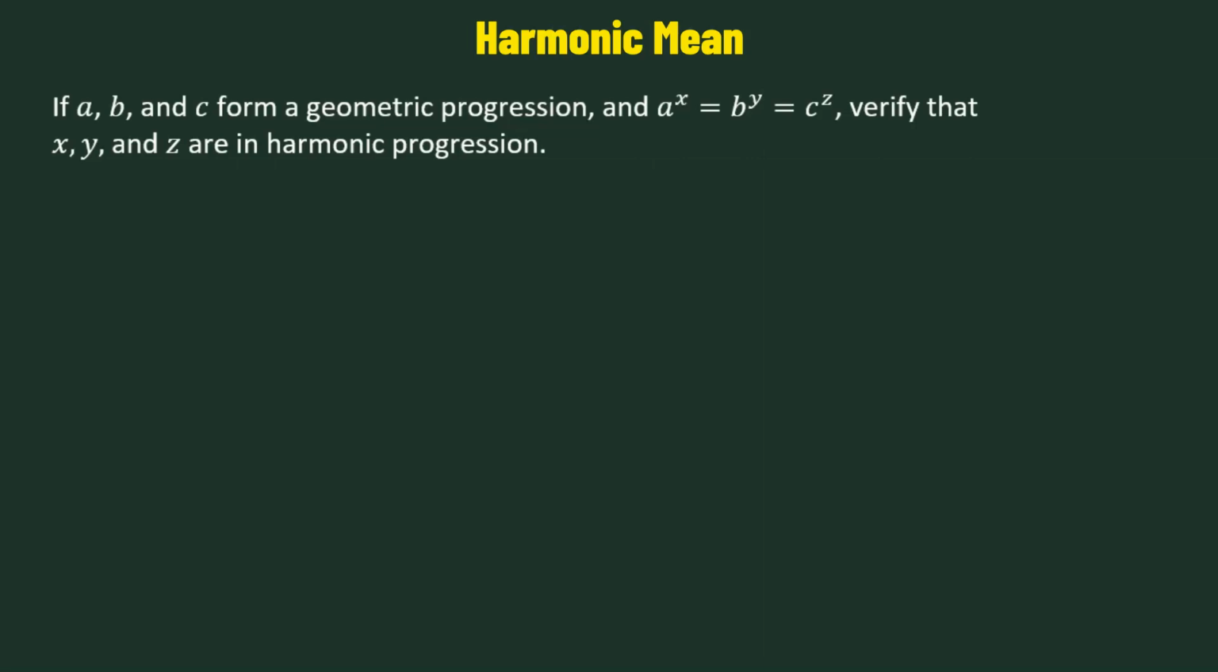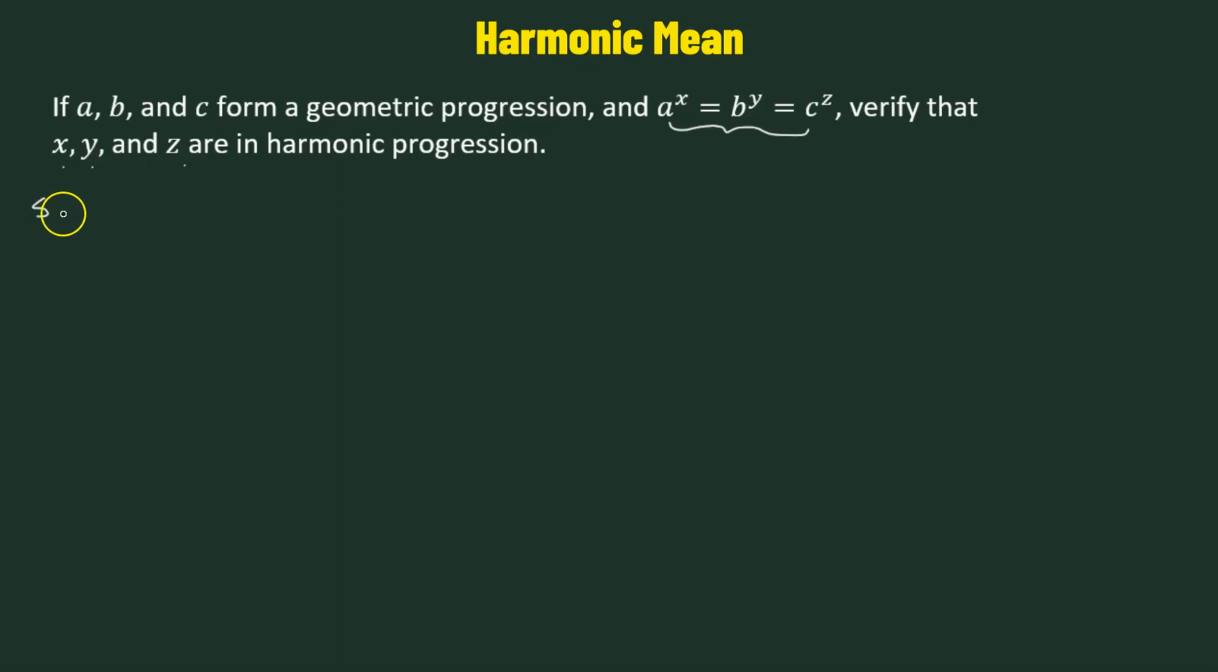So here in this problem, it's given that A, B, and C form a geometric progression, and we are also being provided with a relation: A raised to the power of x equals B raised to the power of y equals C raised to the power of z. We need to verify that x, y, and z, these three numbers, are in harmonic progression.